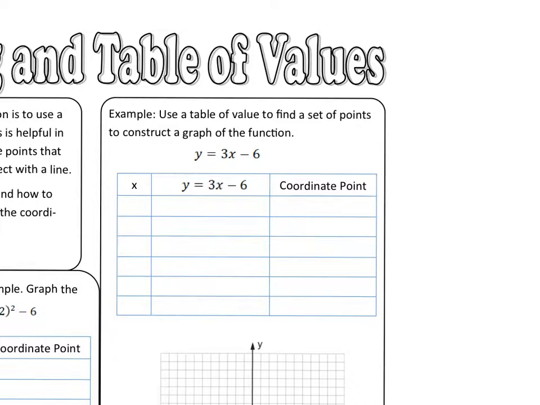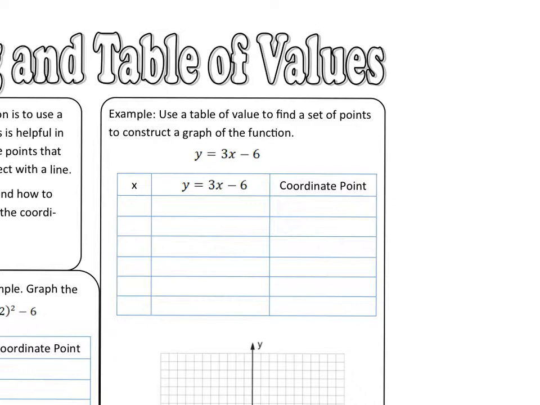So we're going to use the table of values to find a set of points to construct a graph of a function. This is what a table of values looks like. So basically we have some x values. We choose those values, or you choose them. You get to sort of pick what values go in there. So it's sort of like the last lesson where you pick the values and then you just sub it in and calculate it. Once you figure out what y is, then we'll have a point. So let's see how it works.